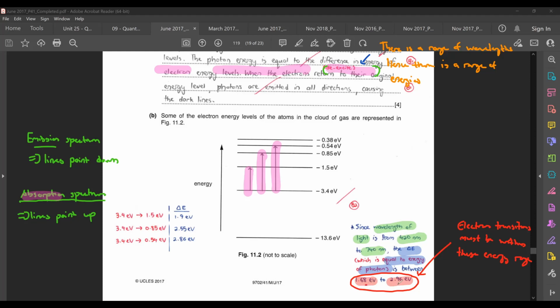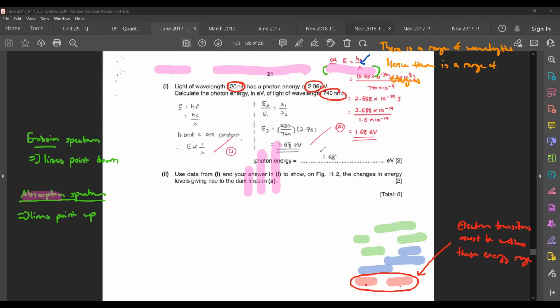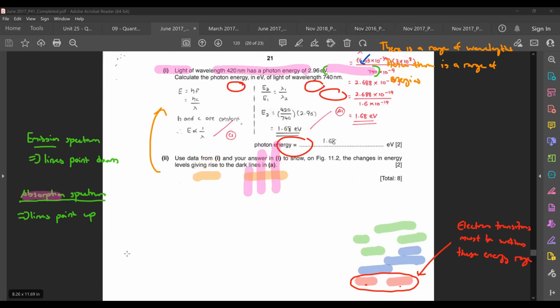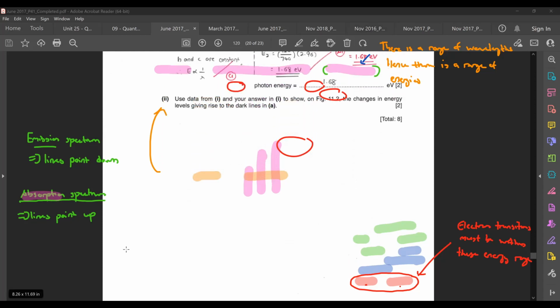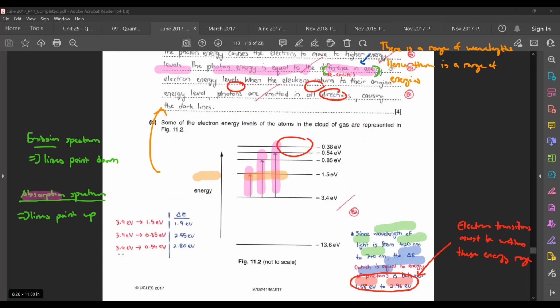Now, where do you get 1.68 and 2.96 eV in the first place? It's actually from what you did earlier already. They told you 420 nanometer is 2.96 eV, and then they asked you to find how much is 740 nanometer. You found it out as 1.6 eV, right? These are the values that you got earlier. And the question already did give you a hint: use data from 1 and your answer in 1. Meaning to say you use this. So your electron transitions upwards in an absorption spectrum must correspond to those energies.